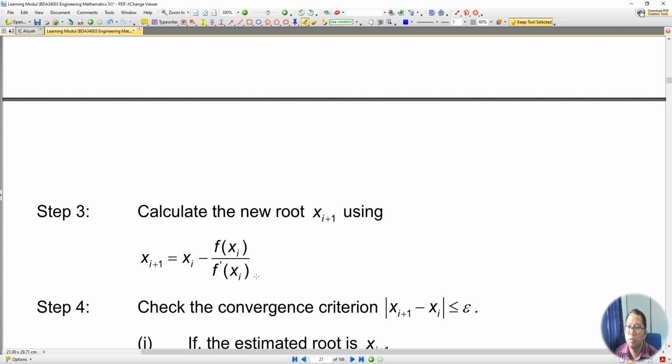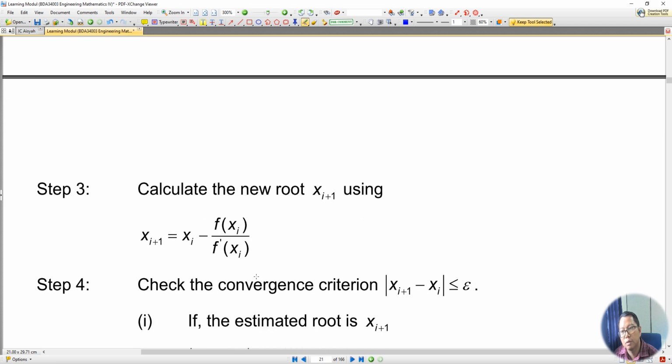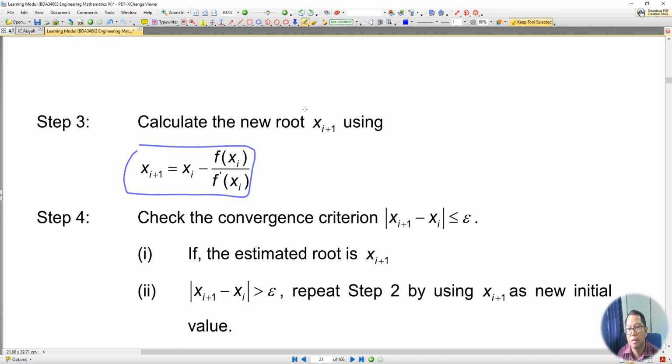Then step 3 is to calculate the new root, x_{i+1}, by using this kind of equation. If you are using a calculator, x_{i+1} is equal to A minus B divided by C. I just put it here first, later on I will explain.